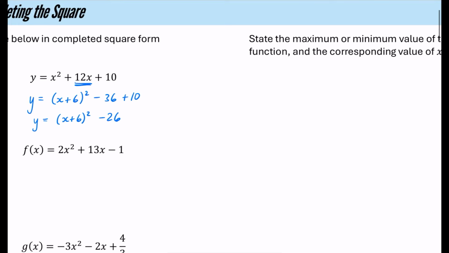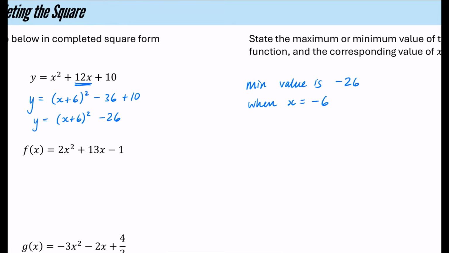So if I go over here to try and answer the question to state the maximum or minimum value, well, our minimum value here is this part. The minimum value is the second part that we've got there. The minimum value is minus 26. And this is when x is equal to, looking at this part, minus 6.